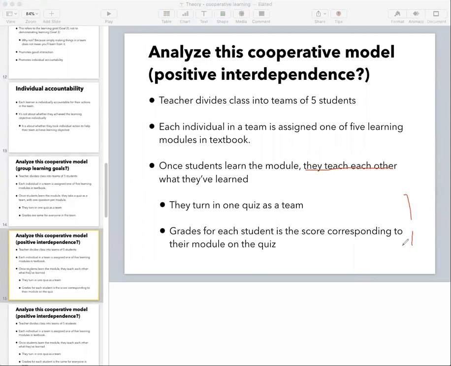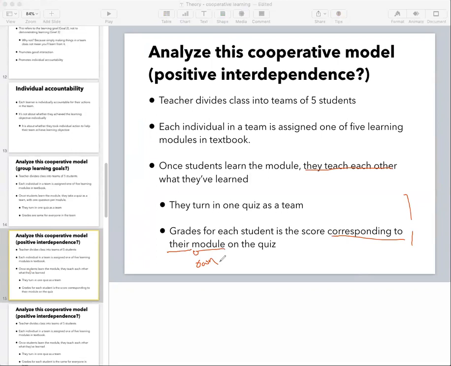So the grade for each student here is a score corresponding to their own module on the quiz. Now analyze this and say, is there positive interdependence here? Pause this video and make up your mind. Okay, hopefully you have a guess.